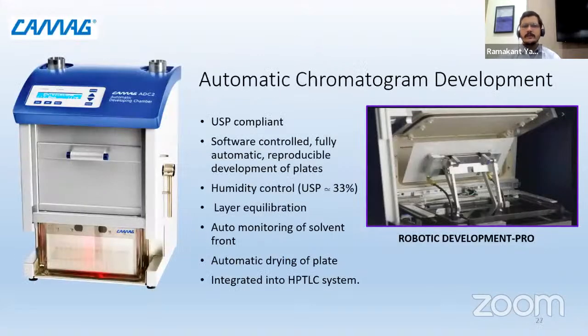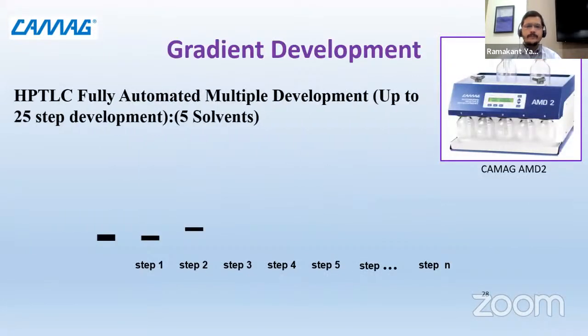This is the automatic chromatogram development chamber. A 33% humidity of the chamber we can maintain during chromatographic development. Along with that, an automatic solvent front monitoring system is also there, connected to software. VisionCATS, a GLP compliant software.